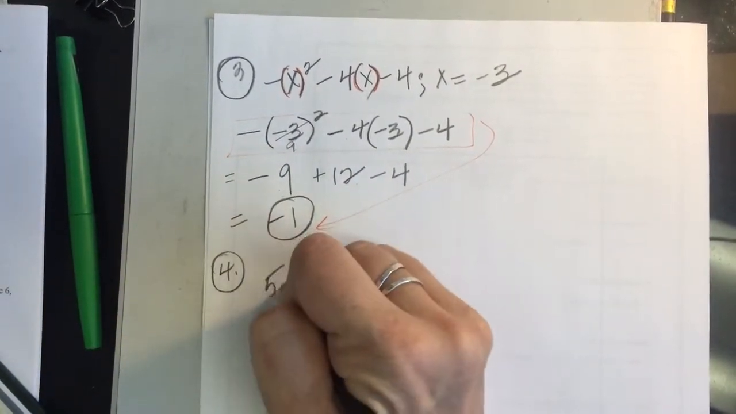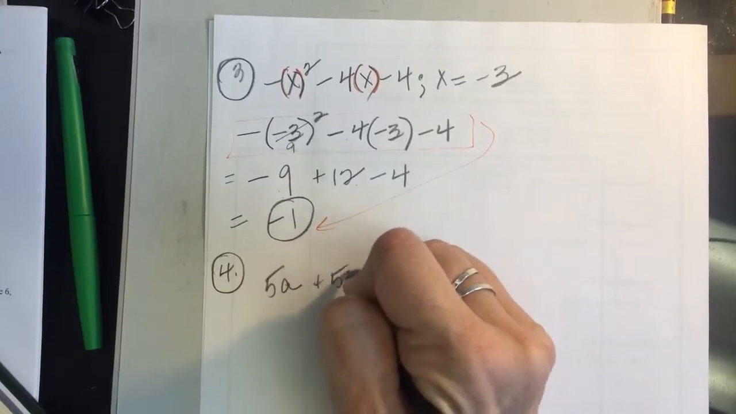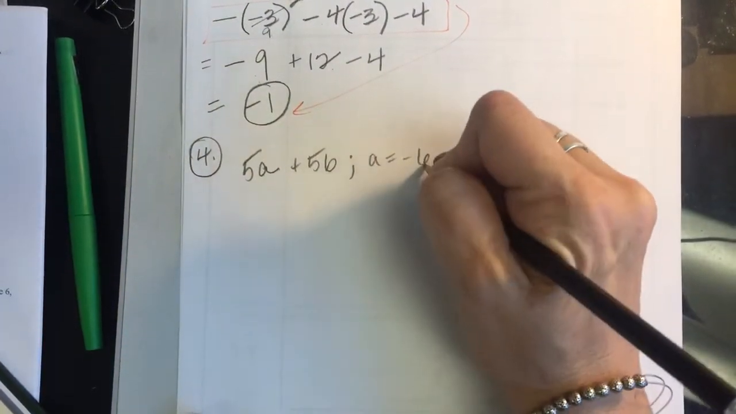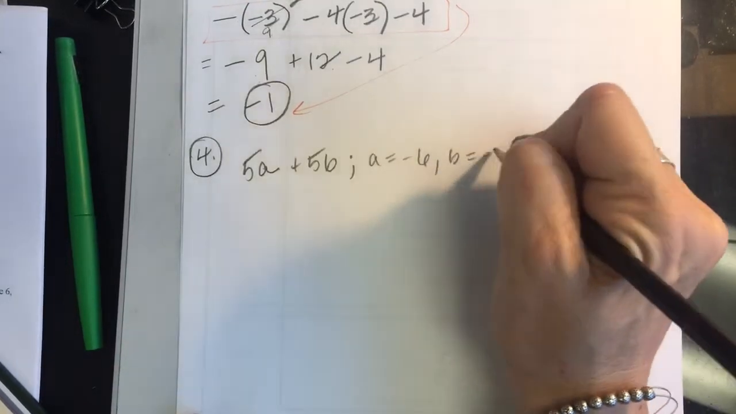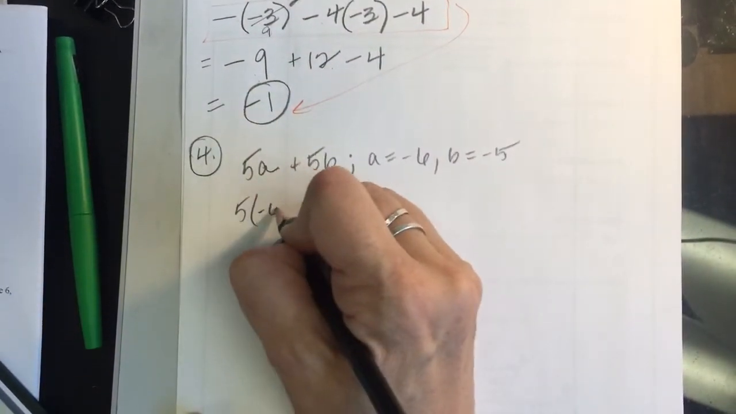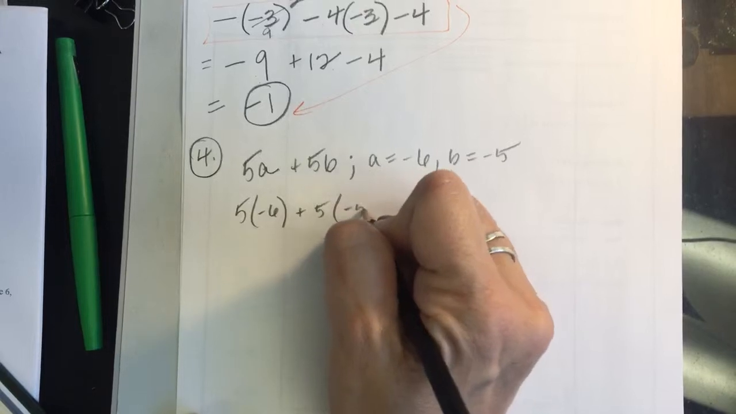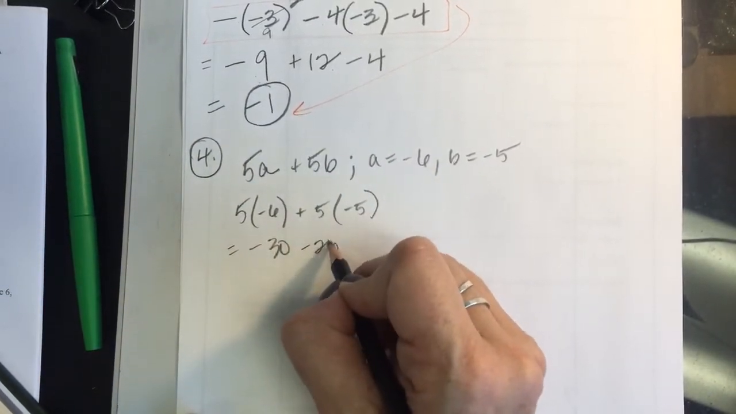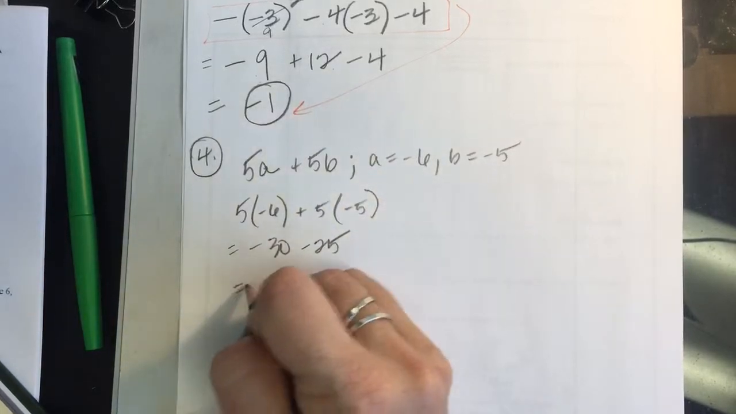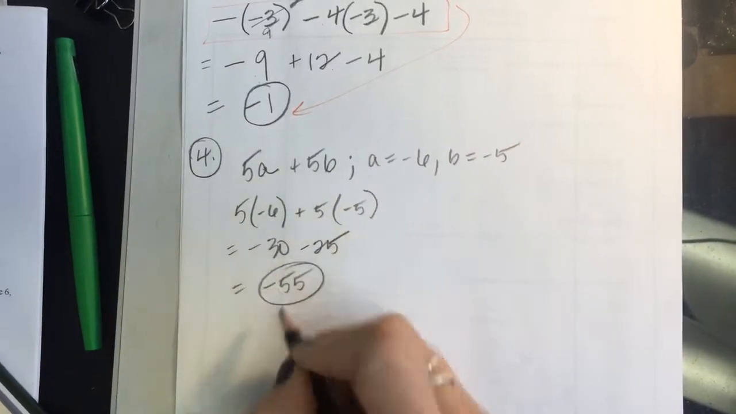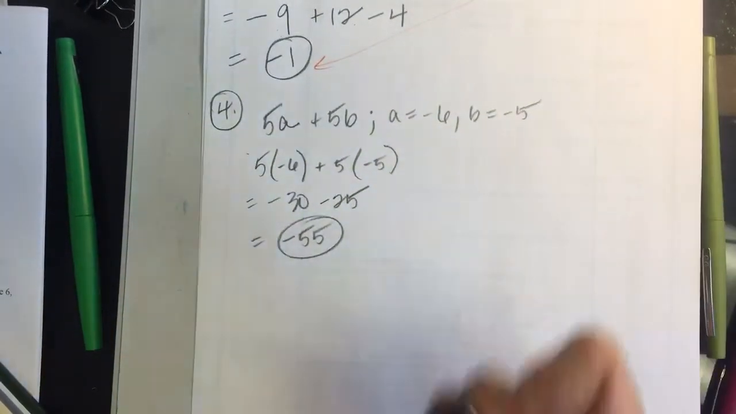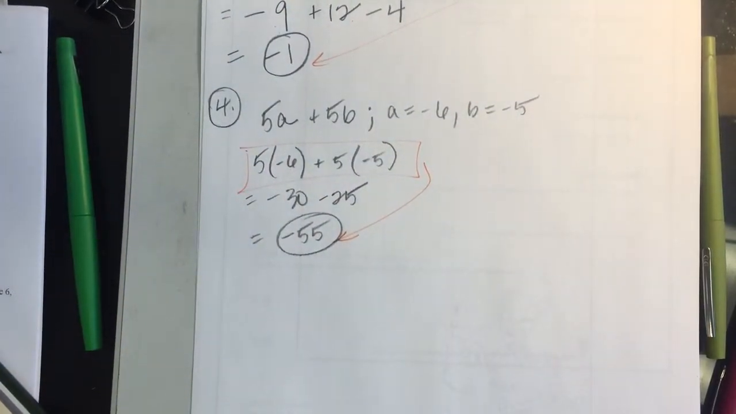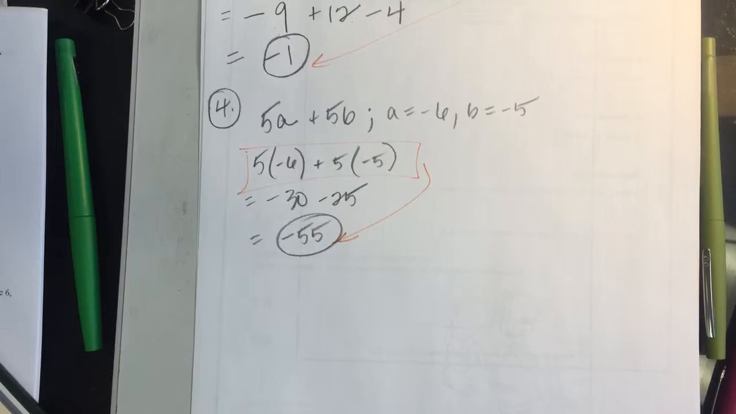Number 4, 5a plus 5b. A is -6. B is -5. 5 times -6 plus 5 times -5. -30 minus 25. Yeah, this one too. I'm comfortable right here just going straight to my calculator because you don't have all that other good stuff going on around it.